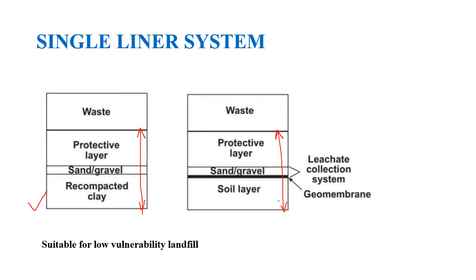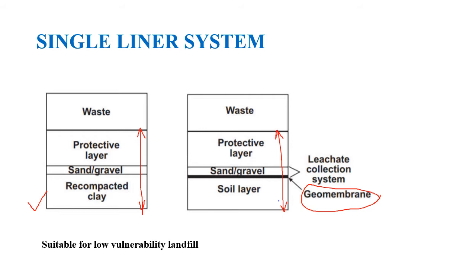Now after that, what do you need? You need a barrier. Here, instead of using recompacted clay as a barrier, we can use the equivalent geosynthetic material, which is the geomembrane. Geomembrane is a polymeric material made up of high density polyethylene. All these geosynthetic materials are polymeric materials. Geomembrane is one of those geosynthetic materials which is impermeable, so it can definitely serve the function of a barrier layer. So instead of recompacted clay, you can use a geomembrane as the last layer in this type of single liner system. And below that you will have your normal subsoil profile.